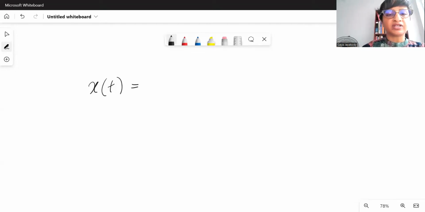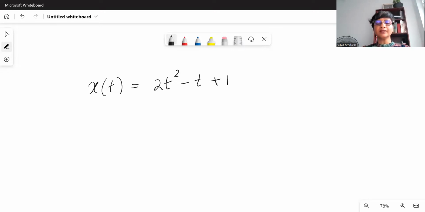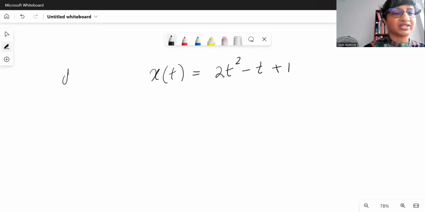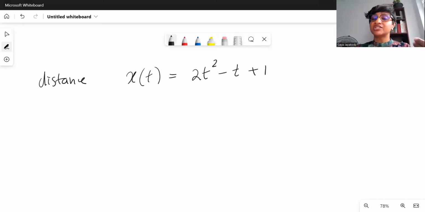Say I give you this function, a function of t: 2t squared minus t plus 1. Okay? If I differentiate this function, this is a distance function. This is the distance function. Now if I differentiate this function, I get the rate of change of distance with respect to time.